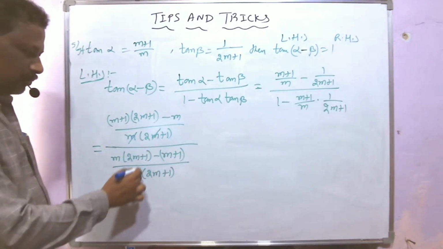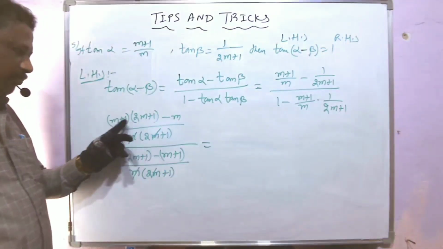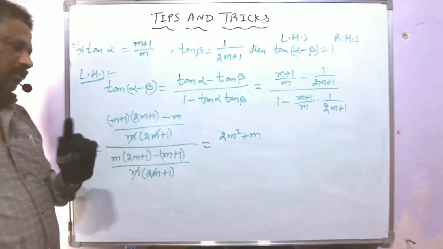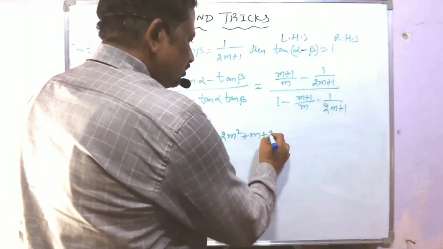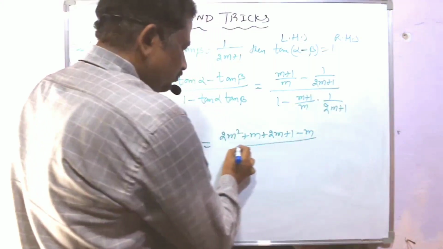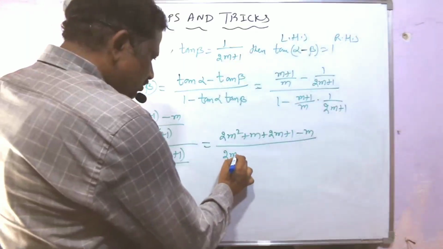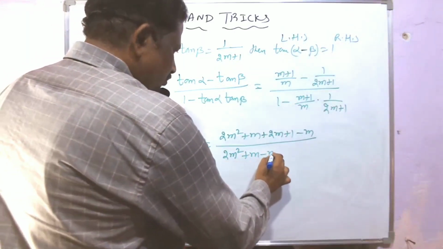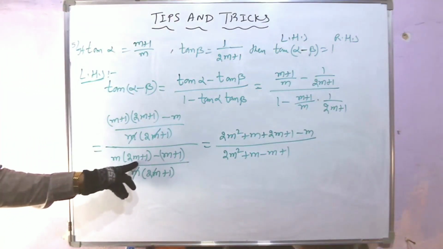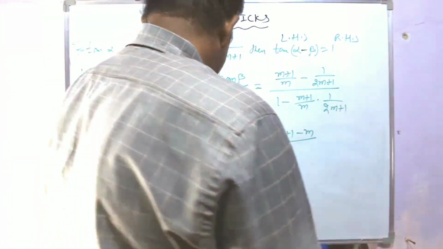Now these two denominators get cancelled. So what you left behind, you simplify, multiply this one, m into 2m, 2m square plus m into 1, plus m. Same thing you get 2m plus 1 and minus 1 left behind, that one you write here, whole divided by this one, 2m square plus m minus m plus 1. Okay, 2m square plus m minus 1, minus 1 minus 1 will come.